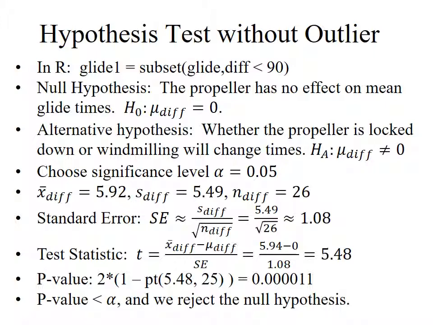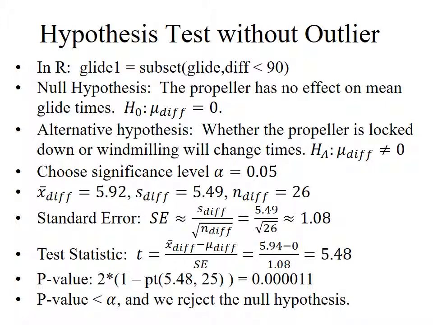Same alpha of 0.05. My average difference is 5.92, and whoa, look at the standard deviation. Holy cow, that's 5.49. Before, that thing was like 19. It's now only about 1/4 of what it was before. And so now, when I calculate my standard error, there's my standard deviation, 5.49 divided by the square root of 26, that's 1.08. Again, that's almost as small as 1/4 of what we had last time.